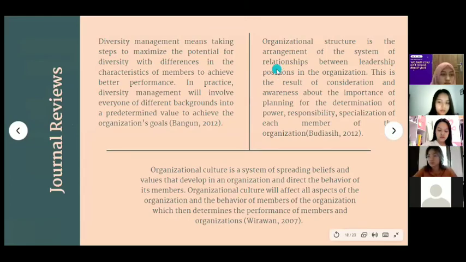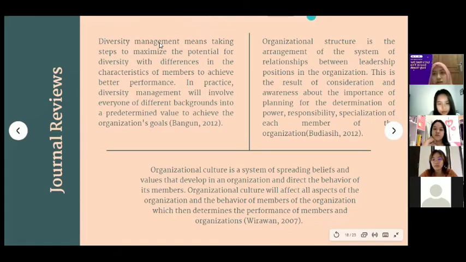The next is journal reviews. Number one is diversity management means taking steps to maximize the potential for diversity with differences in the characteristics of members to achieve better performance. In practice, diversity management will involve everyone of different backgrounds into a predetermined value to achieve the organization's goals, according to Bangun 2011.